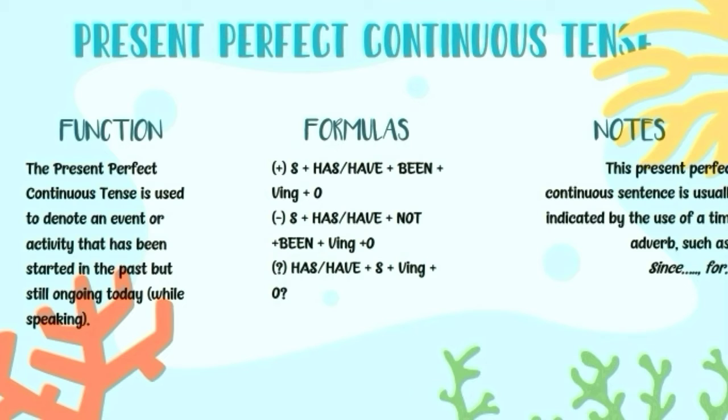Note: the present perfect continuous sentence is usually indicated by the use of a time adverb such as since and for. Example: the positive form is I have been meeting him since 2002. The negative form is I have not been meeting him since 2002. And an interrogative form is, have you been meeting him since 2002? Now, we'll move to the next discussion, that is past tense.